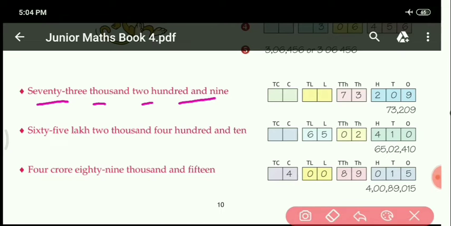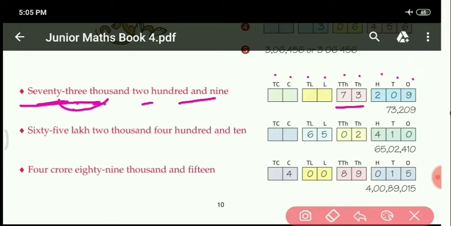73,209. Okay. So simply make the place value chart here as ones, tens, 100, 1000, 10,000, then lakh, 10 lakh, and crore, 10 crore. Okay. So here 73,000, you can see here 1000 place what is coming 73. So here 10,000 place it is 7, and 1000 it is coming 3.